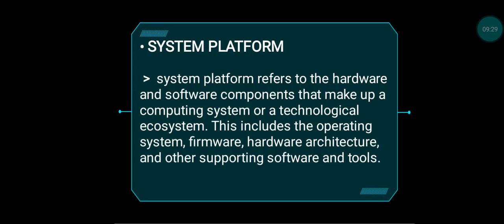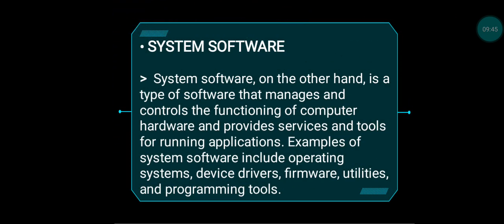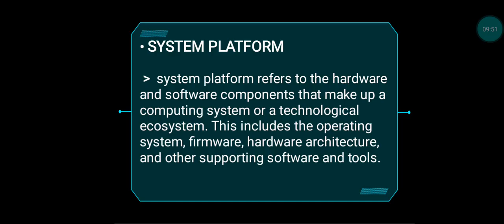It provides a platform for other software to work properly. Example is the operating system, like Windows, MacOS, or Linux, is a common type of system software that controls the entire computer and allows users to run applications. We have a system software. We have also the system platform.